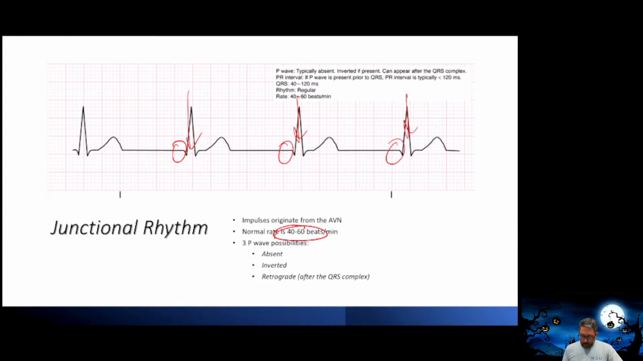Also, how do we know? Because the rate is going to be between 40 and 60. Why? Because it's the AV node that's doing all the work. So that's going to be your rate, 40 to 60. So there's 3 P wave possibilities.